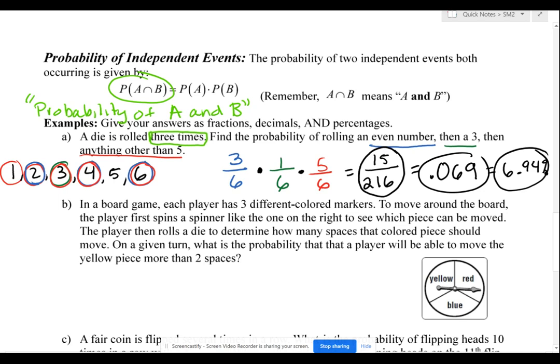Example B. Give yourself a second. I want you to pause the video. Try to see how far you can get on B by yourself. Do it, pause it, and then give yourself a second. Then unpause it, and I'll walk through it.